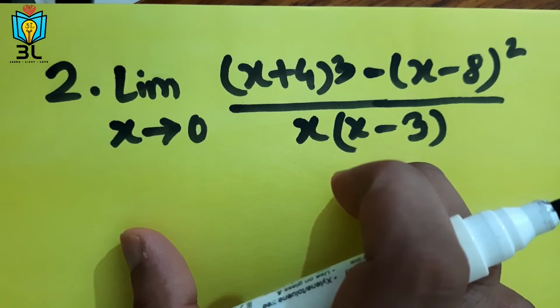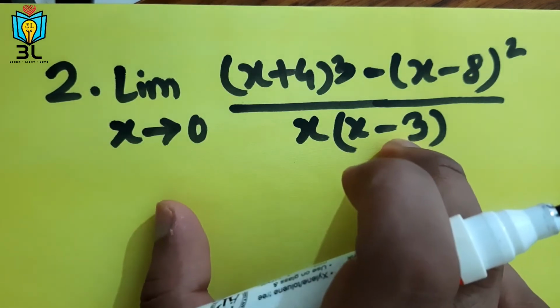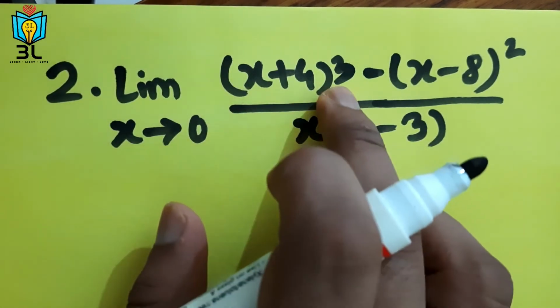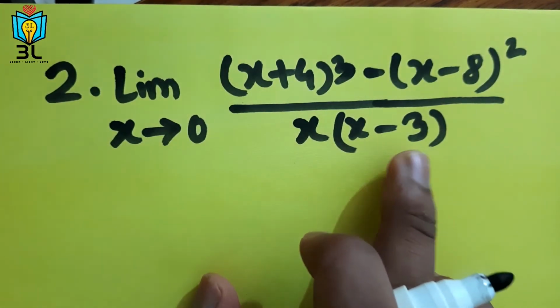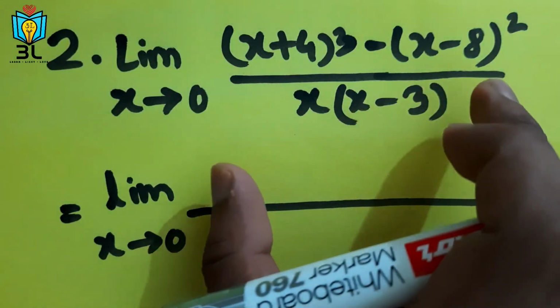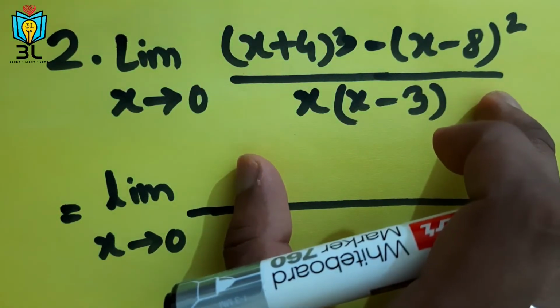And this is our second problem. We will make the solution of this problem too. We have x plus 4 whole cube minus x minus 8 whole square divided by x into x minus 3. To get the solution of this problem, what should we do?